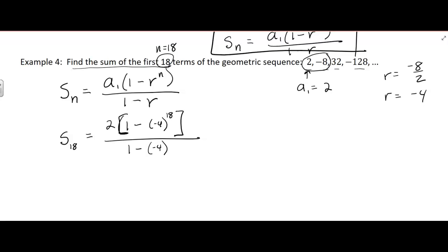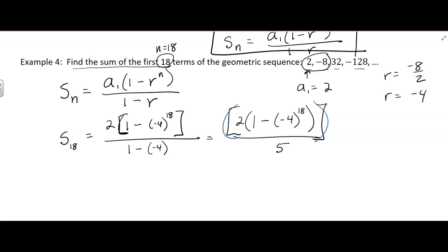Now I probably would do a little bit of cleanup here. So I would probably go 2 times 1. Do I really want to write that out? I don't know that I do. So I'll just leave it. Okay, I'm going to put that all in the calculator. Divided by, now 1 minus -4, that's going to be 5. To do this, I'm going to have to put this all in a bracket or a parenthesis. Your calculator may just use parentheses. You have to get that whole numerator to be divided by 5.